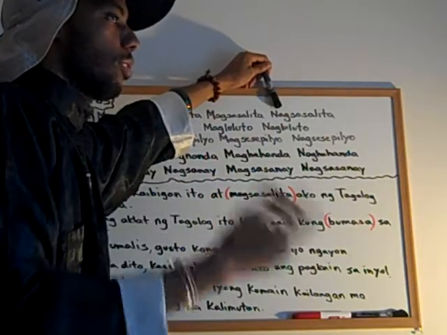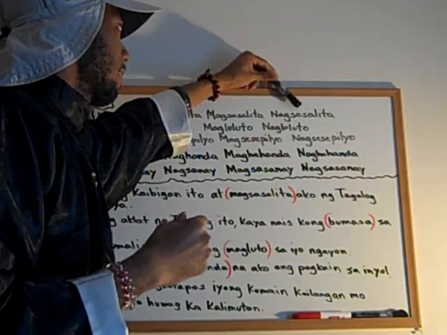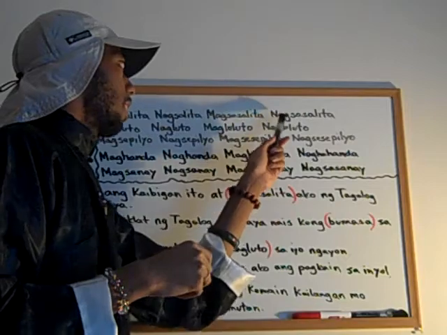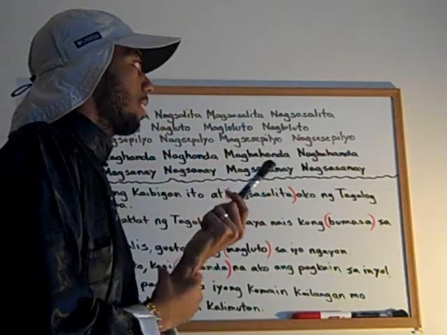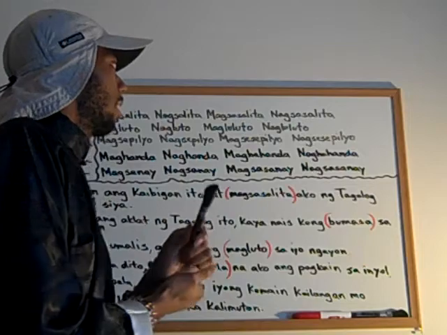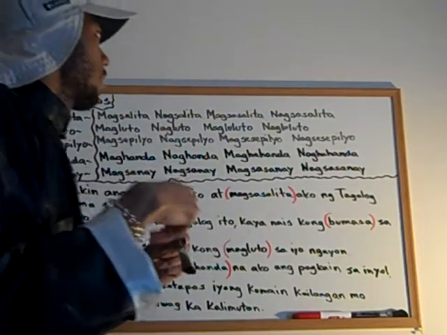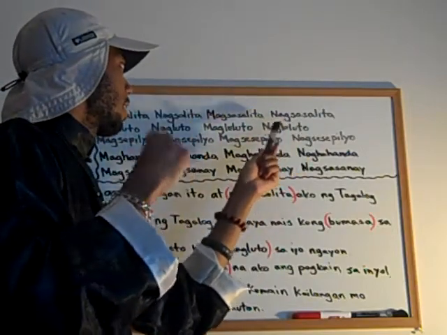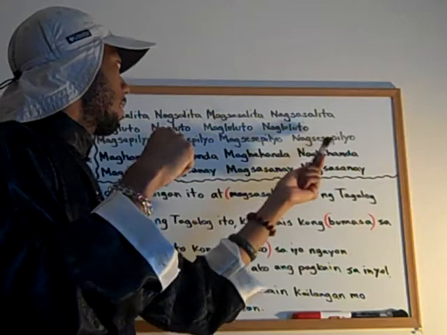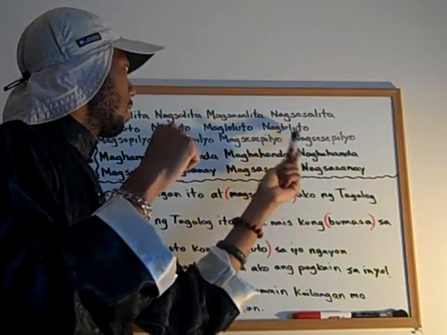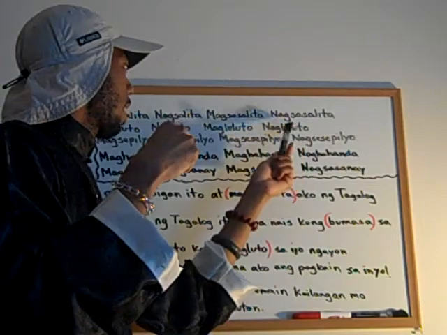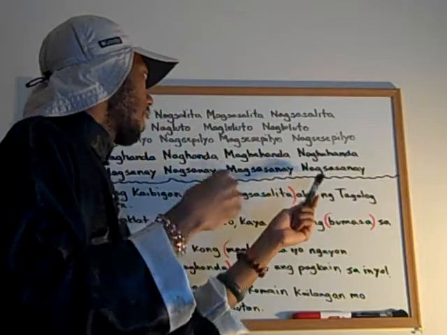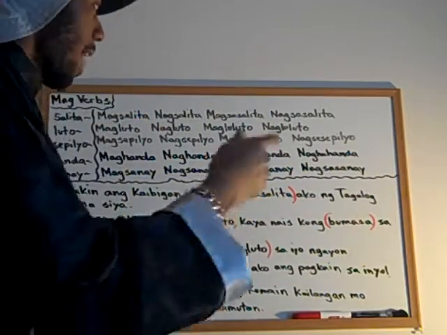You're doing something. You're literally studying, you're eating. Nag sasalita. So when you want to say something is going on, the mag turns into nag, and then you have to double the first syllable, sasalita. Okay? So it's ongoing tense. So nag sasalita, I am speaking. Nag luluto, I'm cooking. Nag sesepilio, I am brushing my teeth. Nag hahanda, I am preparing. Nag sasanay, I am practicing.